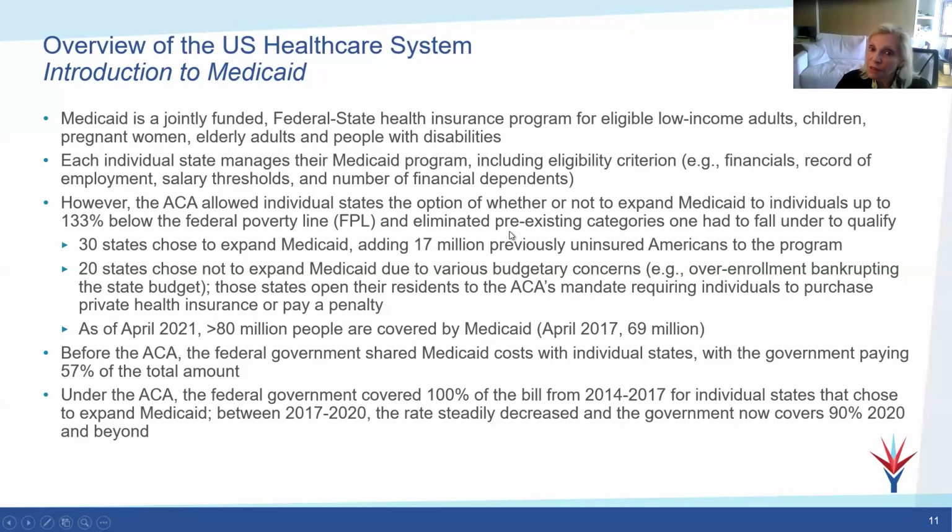The ACA allowed individual states the option of whether or not to expand Medicaid to certain individuals, depending on where they fell along the federal poverty line. 30 states chose to expand Medicaid, 20 states chose not to expand Medicaid. As of April 2021, more than 80 million people are covered by Medicaid, but this is in contrast to 4 years prior, where 69 million people were covered. And I think you can guess what happened around 2020, 2021, the pandemic. And a lot of the states chose to increase coverage because patients were so wanting because of the pandemic.